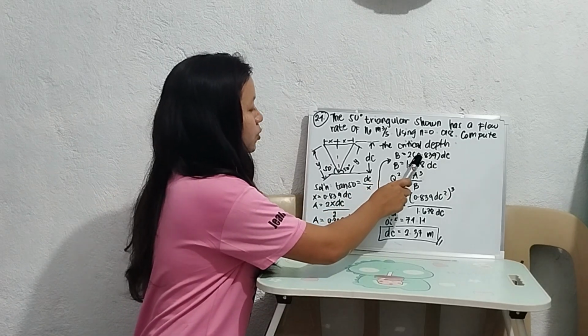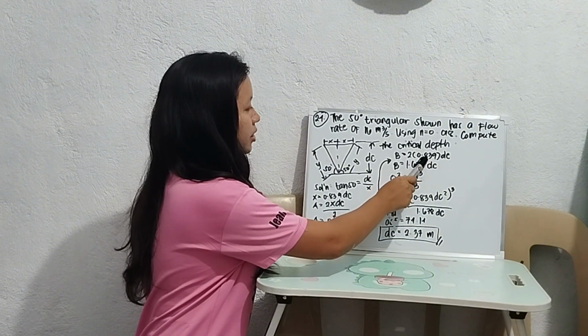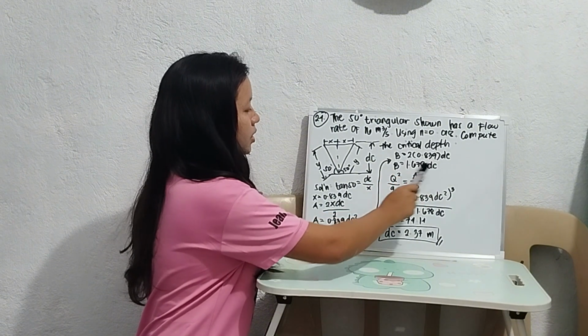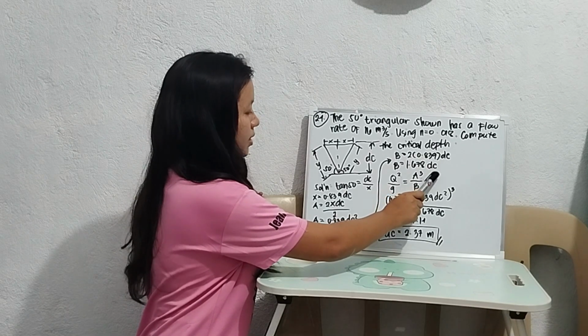So we only need to substitute for the x in B is equal to 2x. So 2 times 0.839 DC is equal to, where B is equal to 1.678 DC.